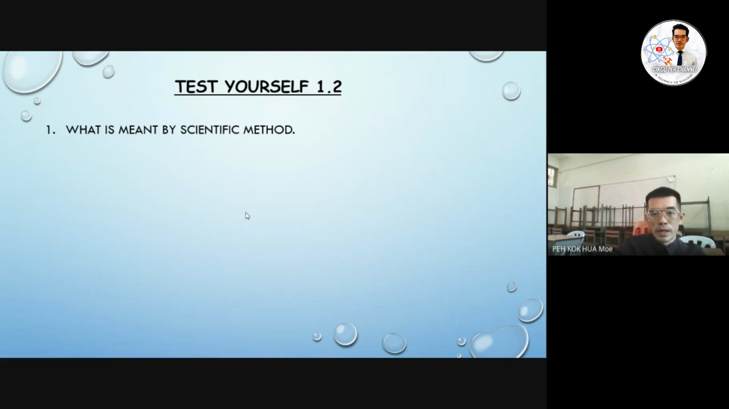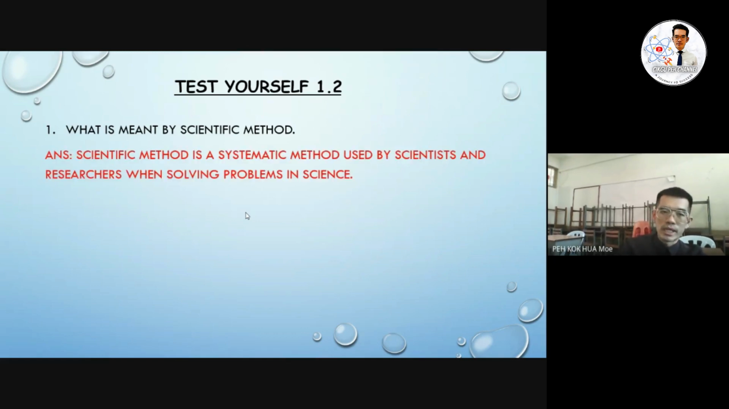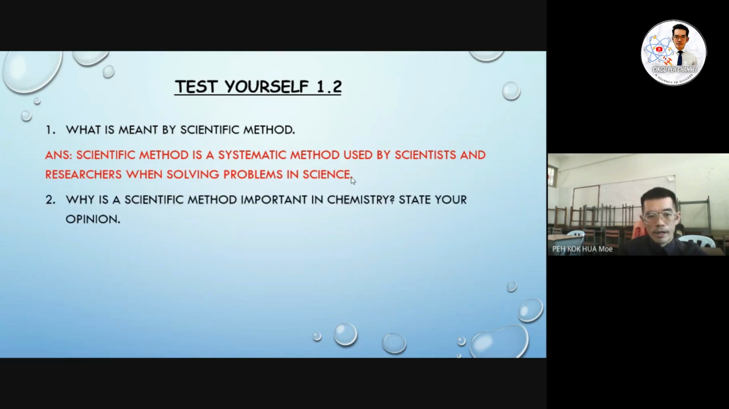Okay, so what is meant by scientific method? This is a definition, so we just get it from our notes. The scientific method is a systematic method used by scientists and researchers when solving problems in science. So this is the answer for the definition. And what is the scientific method's importance in chemistry? State your opinion.